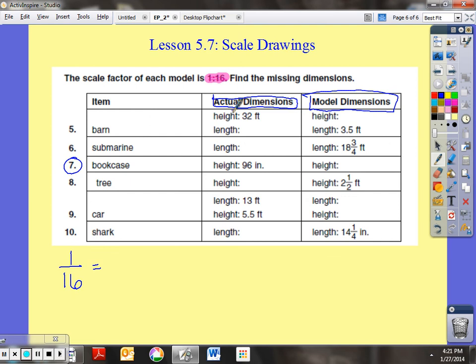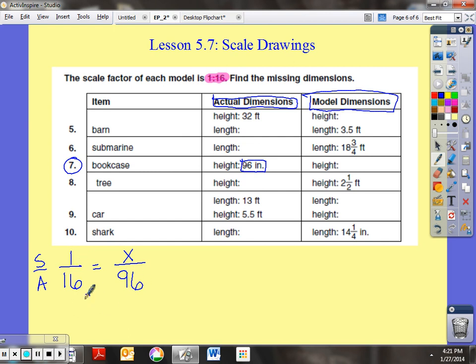So look at the bookcase. Now the actual height of the bookcase is 96 inches. So I'm going to put 96 inches on the bottom because that's the actual. If I want to think about it, scale over actual. We don't know how tall the model is. Now we have a proportion.